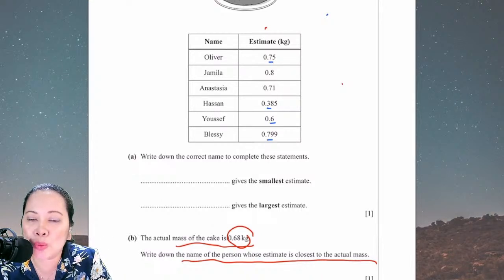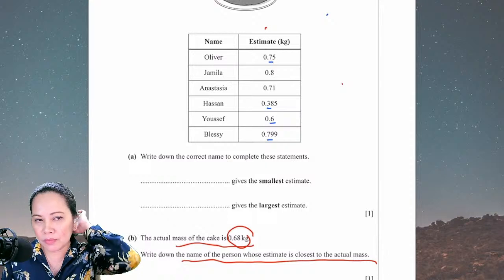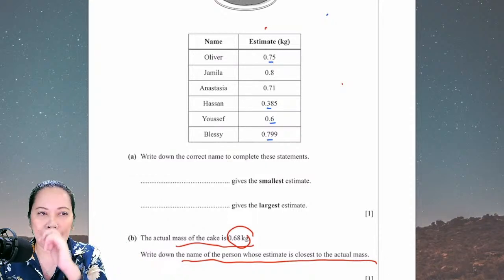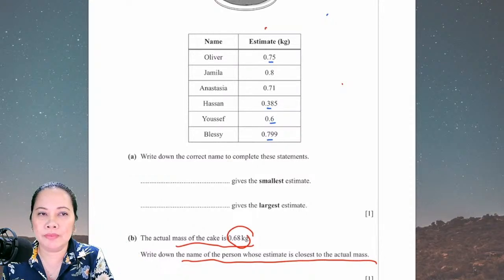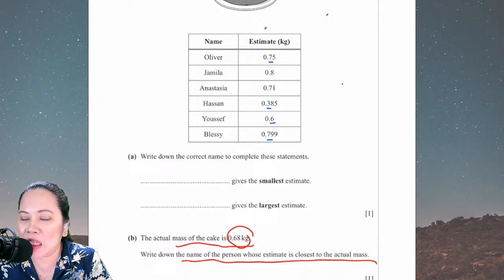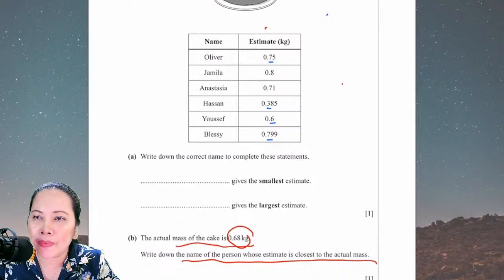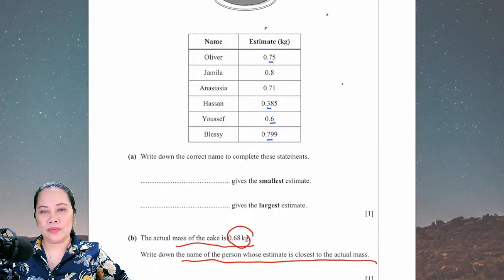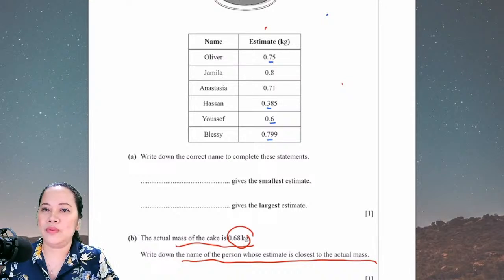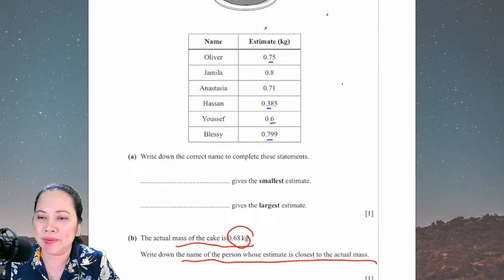Which one is closest to 0.68? Who estimated it closest to 0.68? Come on, you can answer. You can answer, teacher.